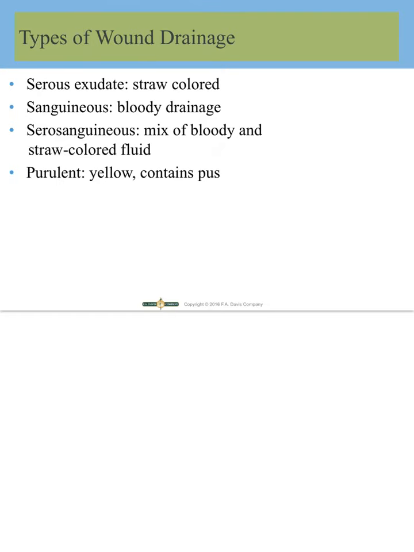In monitoring wounds, you need to look at the types of wound drainage. It gives you important information about the wound, and the different types of wound drainage available are serous, sanguinous, serosanguinous, and purulent. Serous is straw-colored. We'll look at some examples on the next few slides. Sanguinous is a bloody drainage. Serosanguinous is a mix of the bloody and straw-colored fluid, and then purulent is yellow and a little thicker and contains pus.